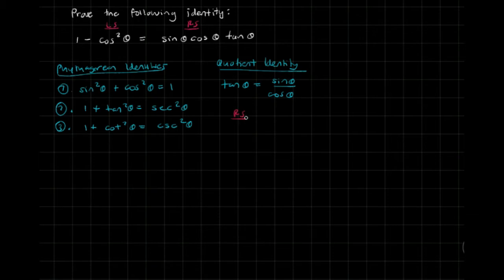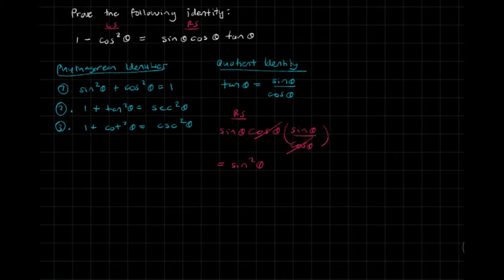So working with just my right side here, we can understand that the left side only has cosine. It doesn't have sine or tan. So what I'm going to do here is write tan, first of all, using the quotient identity as sine theta over cos theta. Okay? And you can see that you're multiplying sine theta times cos theta times sine theta over cos theta. And you can see that cos theta divided by cos theta cancels out. And then you're left with sine theta times sine theta, which is sine squared theta.